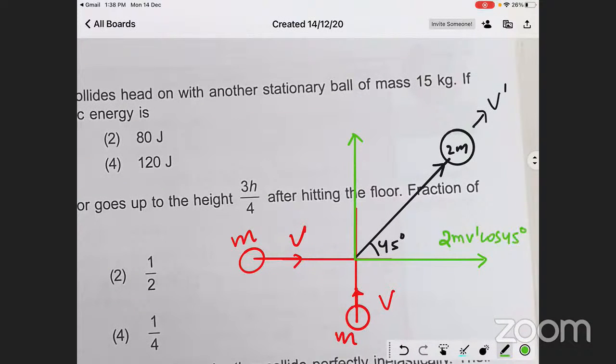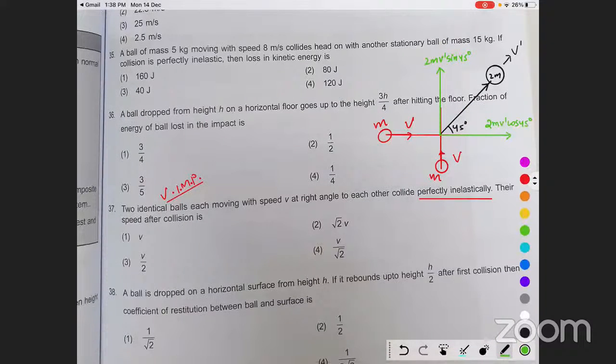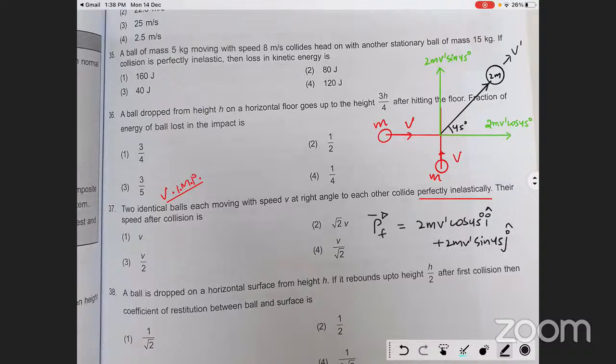Do you agree? Vertical momentum 2m v dash sin 45. So what is final momentum in vector form? 2m v dash cos 45 i cap plus 2m v dash sin 45 j cap. Do you agree? What is initial momentum of system before collision in vector form? mv i cap plus mv j cap.